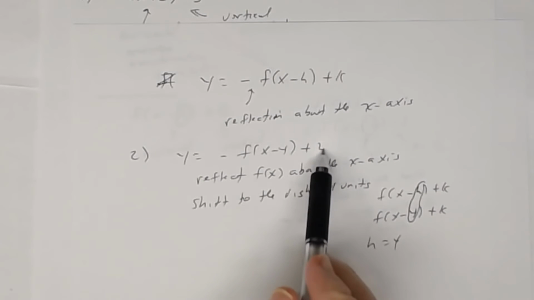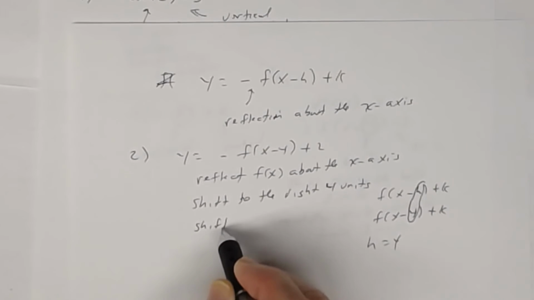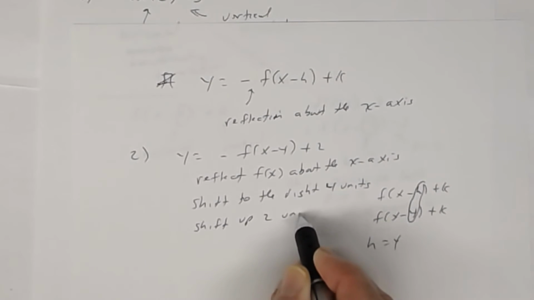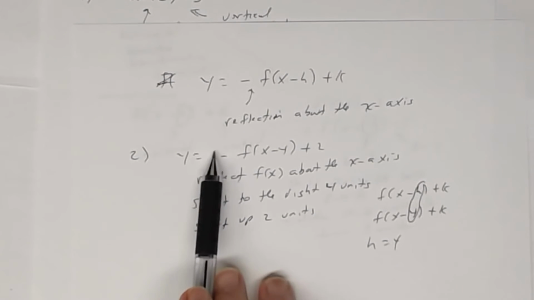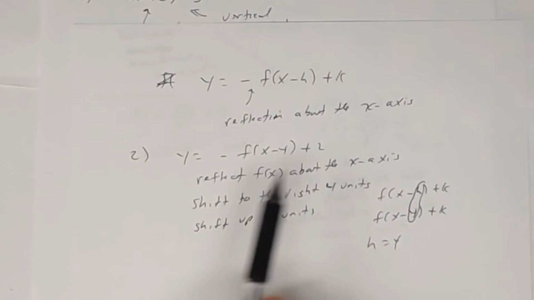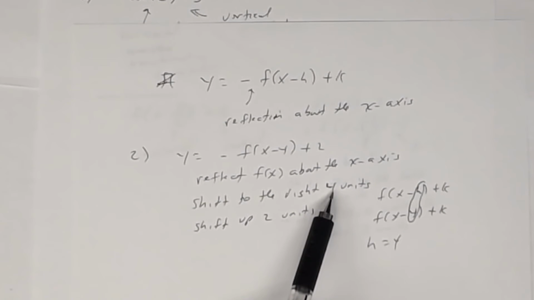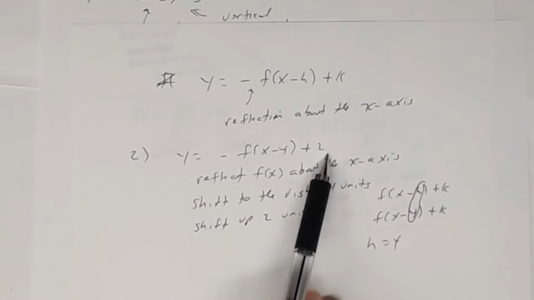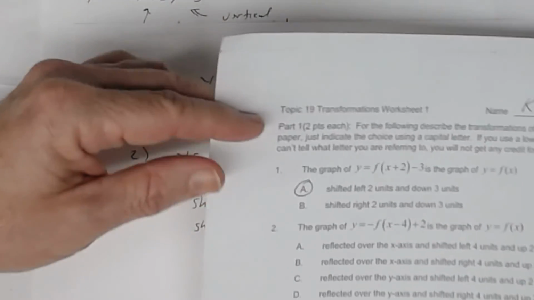All right? And so since k is positive 2, that's easy. Since k is positive 2, you're going to shift up 2 units. Then shift up 2 units. All right, so those are your 3 transformations. So number 2 involved 3 transformations: a reflection about the x-axis, a horizontal shift to the right 4 units, and then a vertical shift up 2 units.